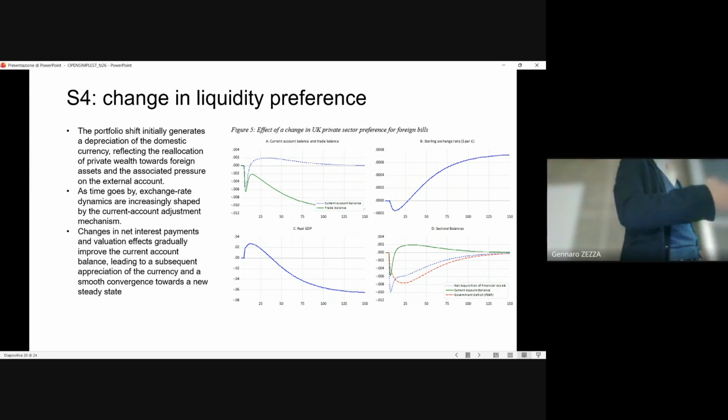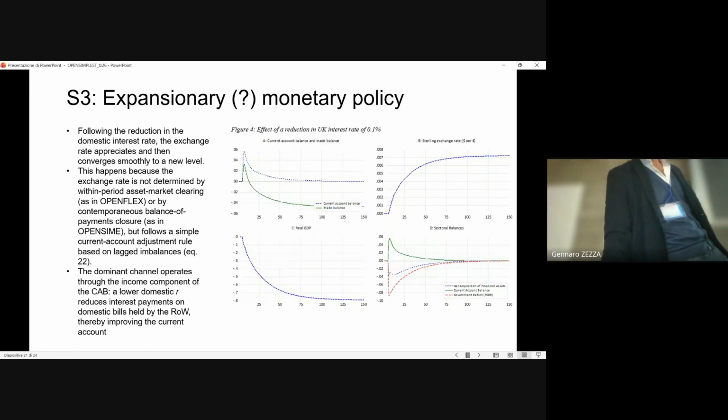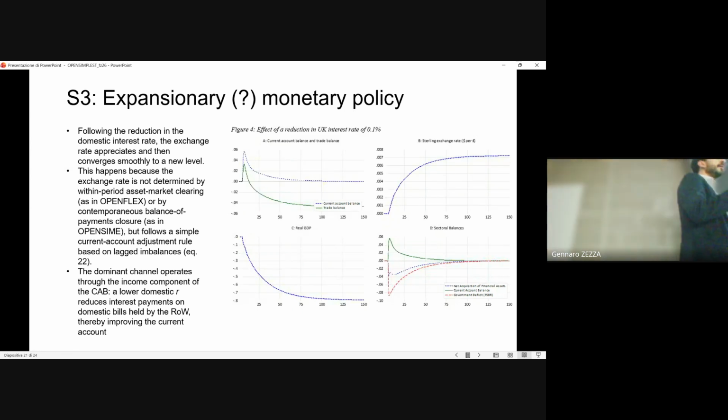So that as time goes by, the exchange rate dynamics will be shaped by the current account adjustment. We gradually improve the current account, which leads to an appreciation in the currency and a convergence of the exchange rate to a new higher level than before. And then there is the only scenario where the results are not exactly the same as in the OpenFlex model.